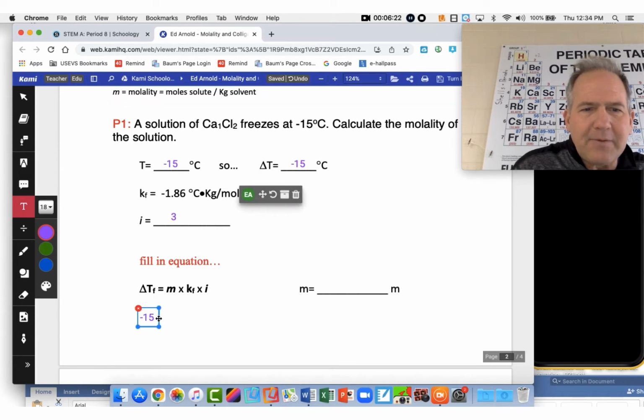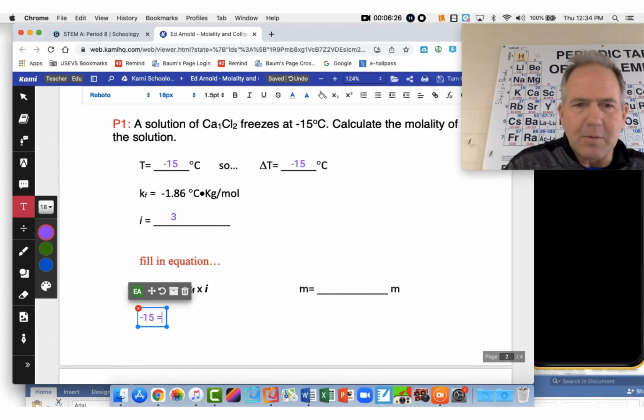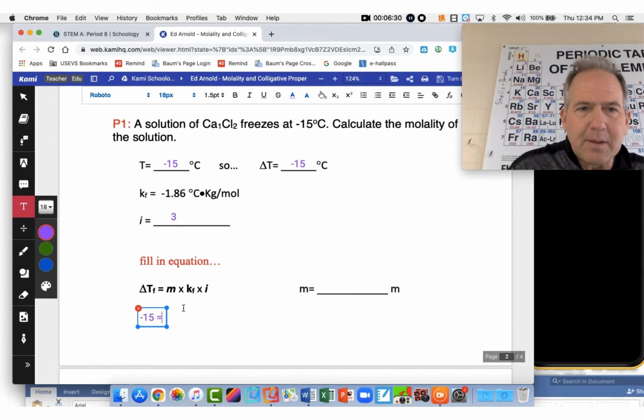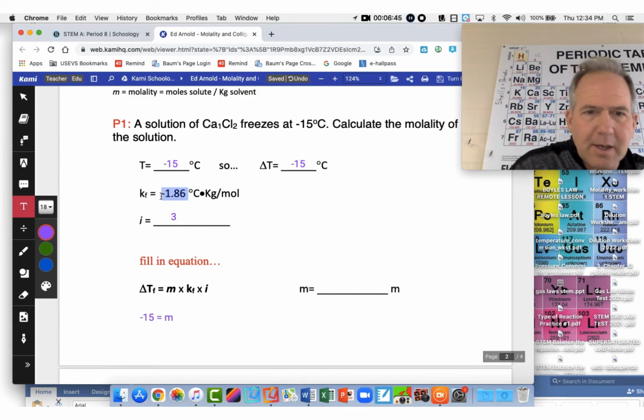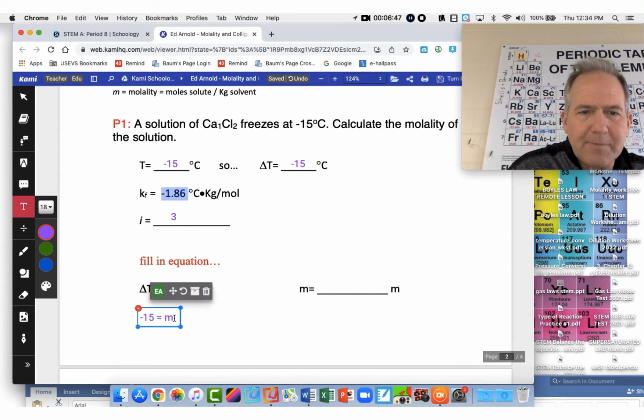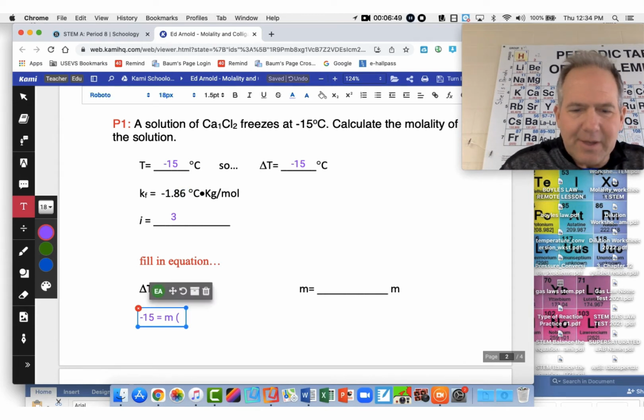So negative 15 equals m. What's m? Oh, m's what we're trying to solve. Okay? And so let's just plop an m in there for right now. Times Kf. Kf is right here. Let's put that number in. Copy. And you can put a times or parentheses. You know I like those parentheses because they're so cool looking.